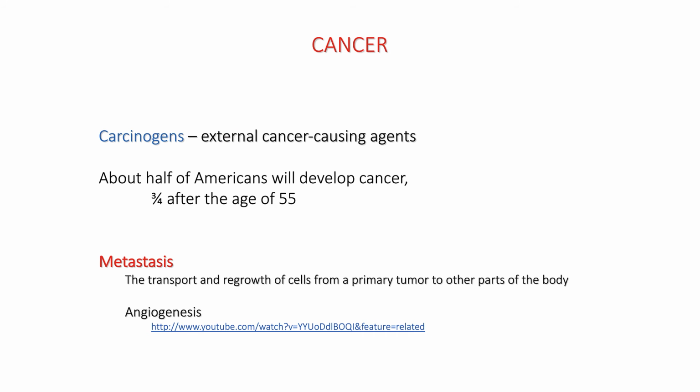We have angiogenesis. A cancer cell that moves to another part of the body can grow because of angiogenesis. This video showed what happens when that cell goes to a different part of the body: it may start sending out signals that attract new blood vessels. And when new blood vessels reach those cells, they can get the nutrients that they need to grow and they can get rid of waste products. So angiogenesis enables metastasis, and metastasis stands for the transport and regrowth of cells from a primary tumor to other parts of the body.